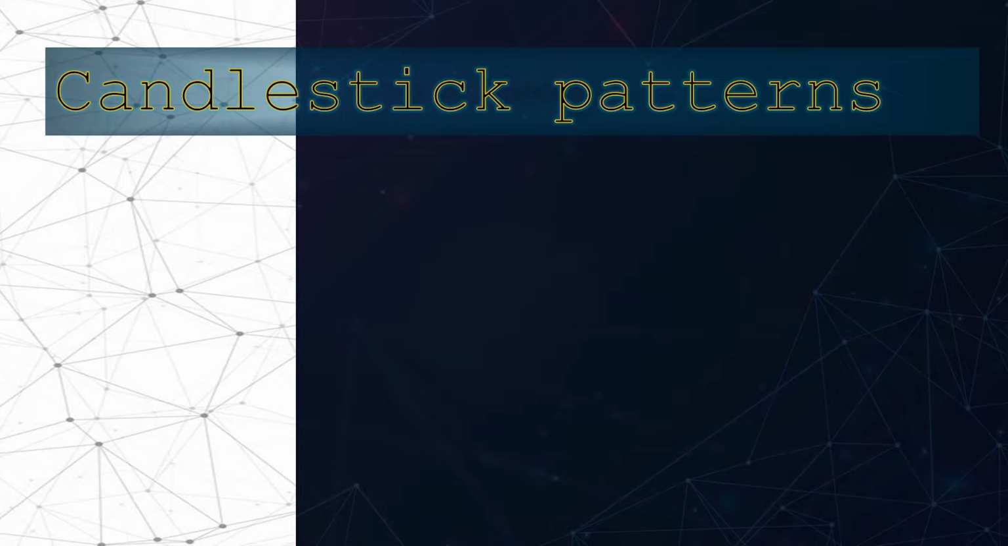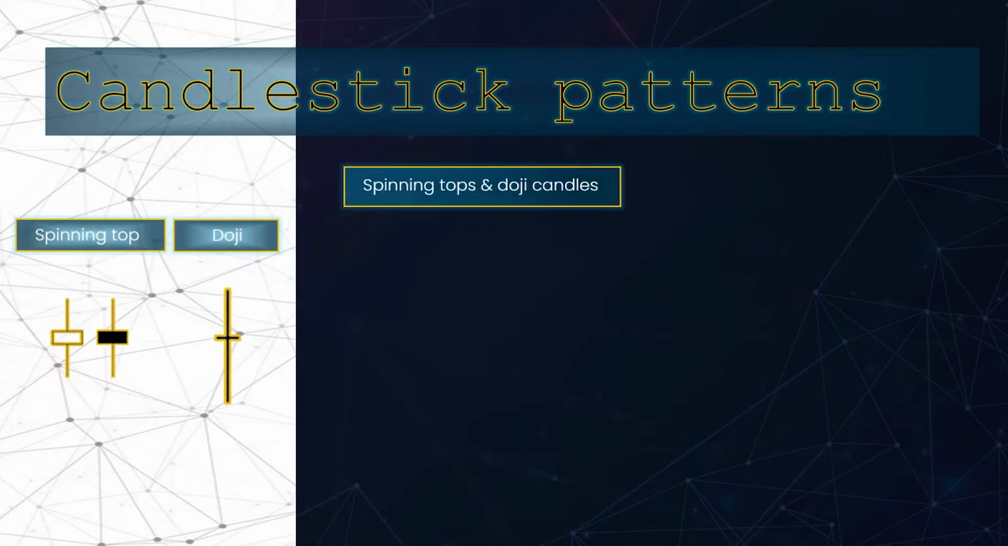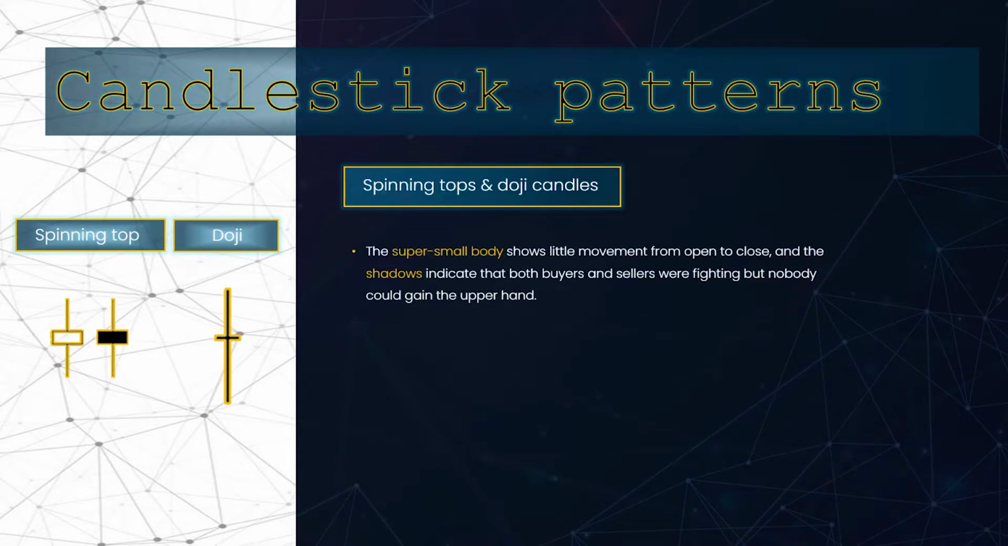Candlestick patterns. Before moving on to bullish or bearish types of reversal candles, let's take a minute to look at the neutral candlestick patterns, or in other words, indecisive candles. The most common ones are doji candles and spinning tops. The super small body shows little movement from open to close, and the shadows indicate that both buyers and sellers were fighting but nobody could gain the upper hand. Neither buyers nor sellers could determine direction, and as a result there was a standoff.